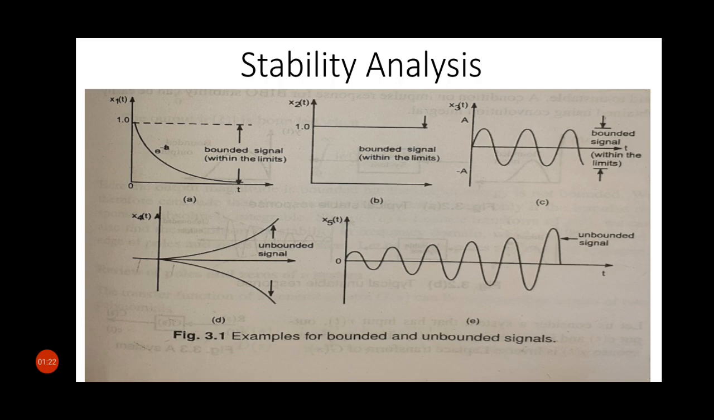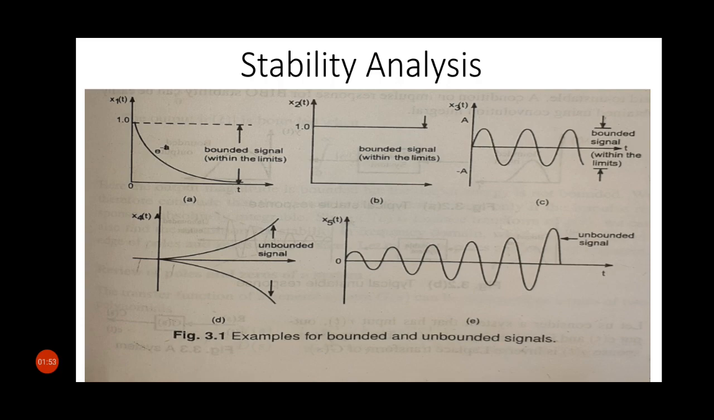See, in figure A, we can see that the magnitude of an exponential function e to the power minus at decreases to 0 as time tends to infinity. See the next figure, that means figure B. Here the magnitude of a unit step function is 1 even when time tends to infinity.